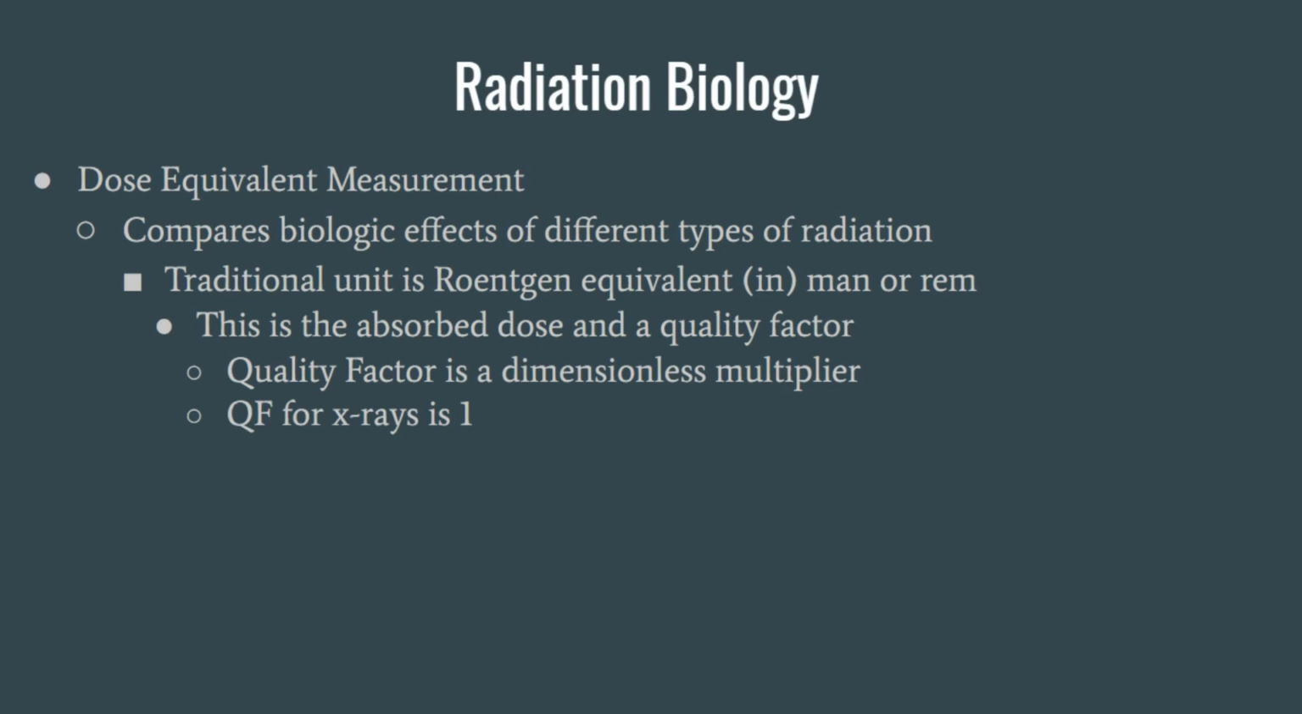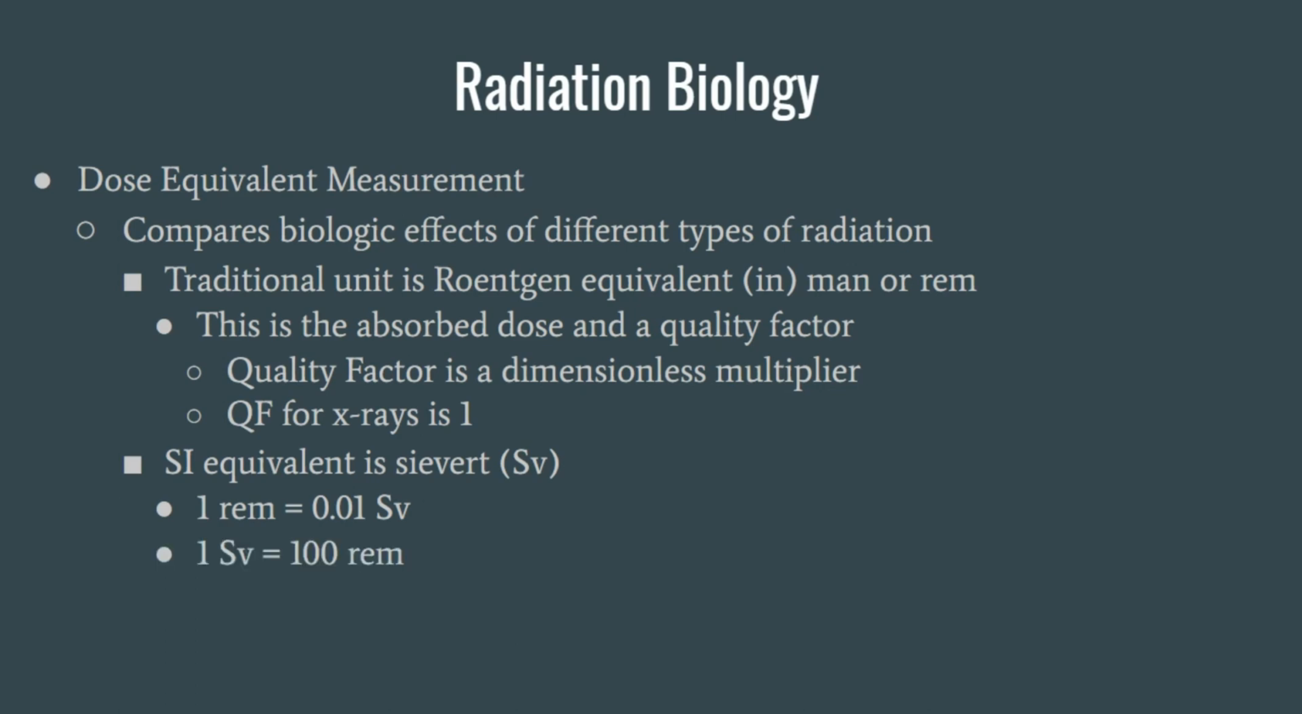So the traditional unit is the roentgen equivalent in man, the REM, and it's the absorbed dose times a quality factor. That quality factor is always going to be 1 when we're speaking of dental X-rays. The SI equivalent to the REM is the sievert, or SV. And to convert them, we have 1 REM equals 0.01 sievert, or 1 sievert equals 100 REM.